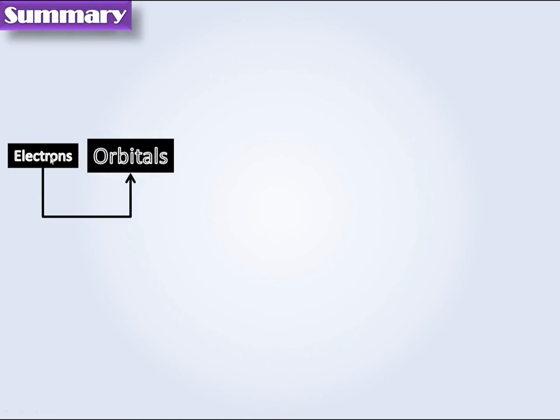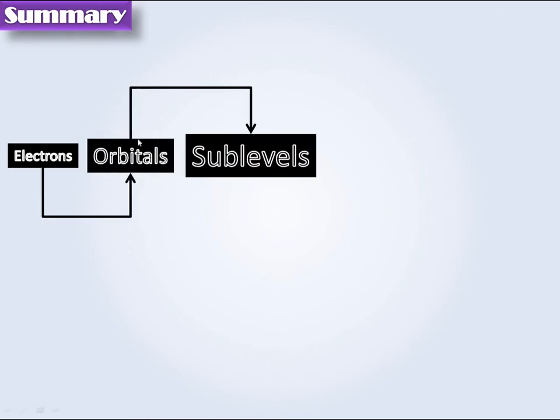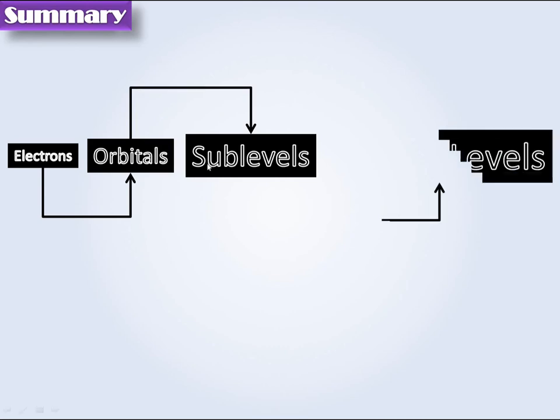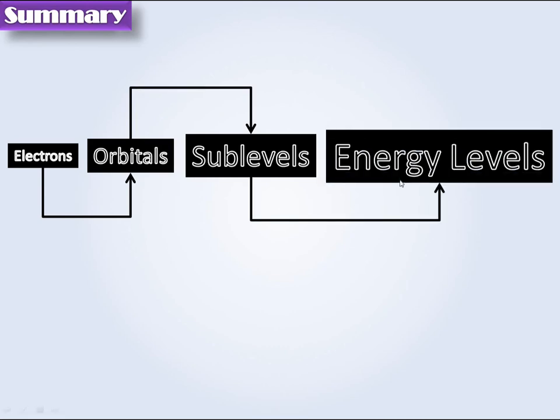Okay, so now for the summary. First we have the electrons, then the electrons enter into the orbitals, the orbitals enter into sublevels, the sublevels enter into energy levels, and of course the energy levels are surrounding the atom. So keep that in mind.